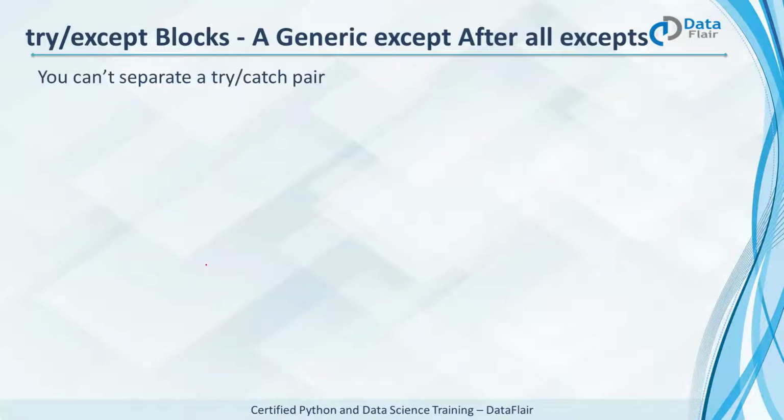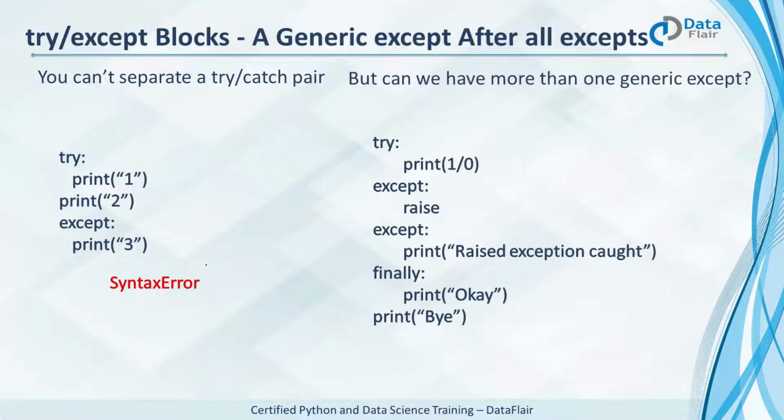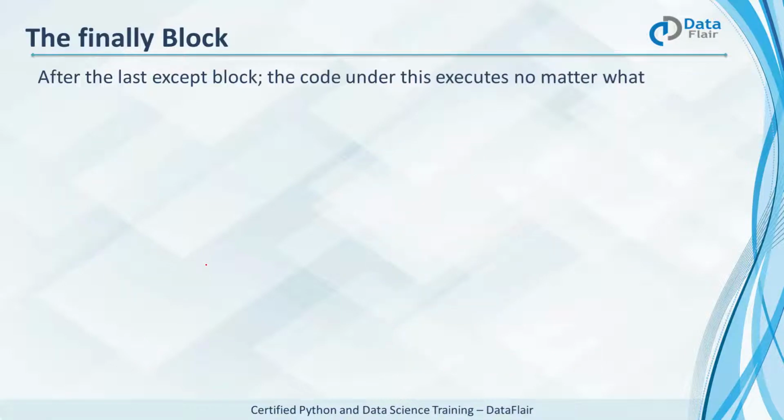You cannot tear a try-catch pair apart by stuffing something between the two, like a print statement. It raises a syntax error. But can you have multiple generic excepts? Also no. This is a syntax error too, and it says the default except block must be placed last, after everything else.